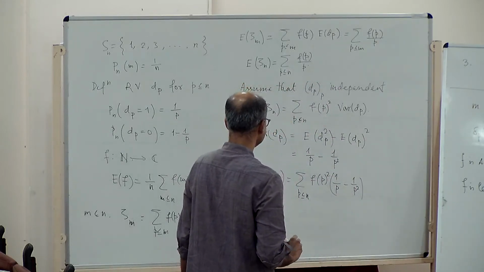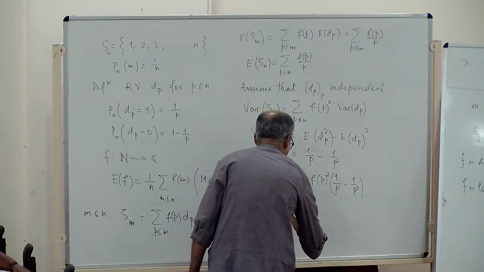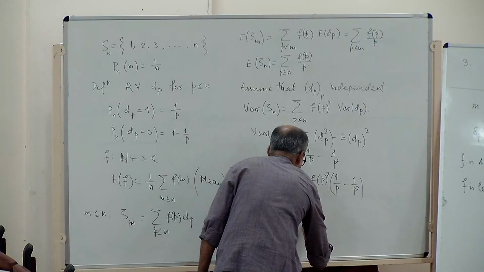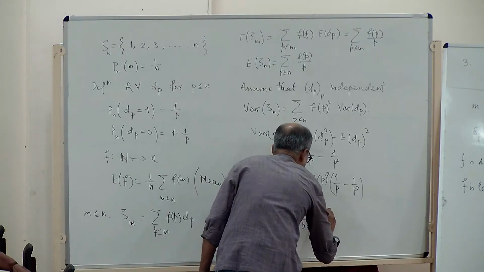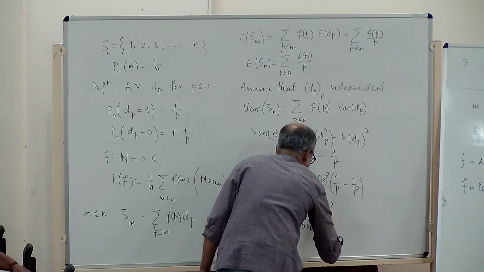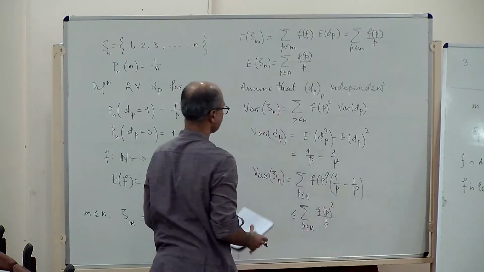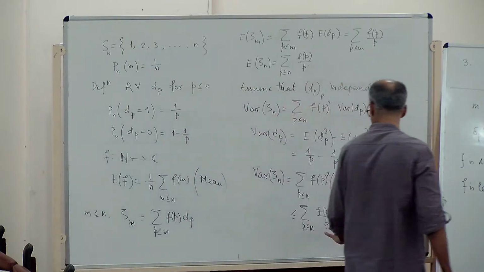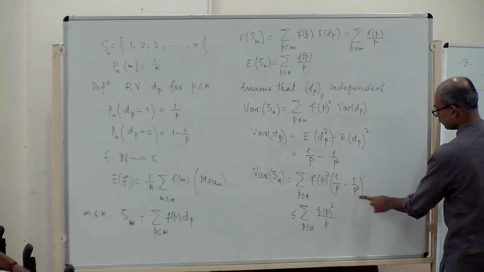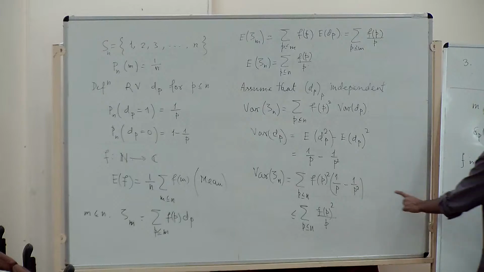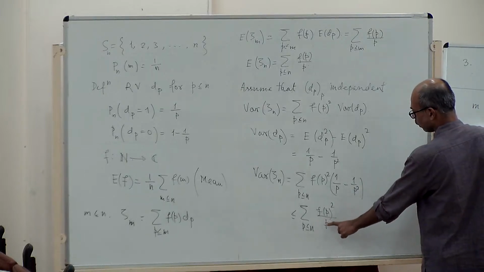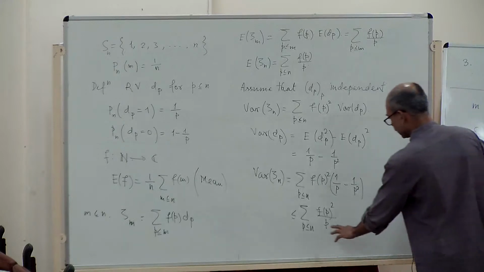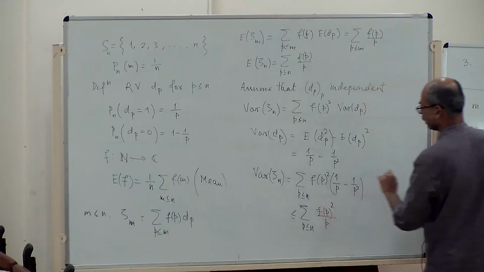And this quantity is bounded by the sum over p less than or equal to n of f(p) squared by p. So I am just ignoring the second factor. One important point to notice is that because it is 1 by p squared, it is much smaller. So we are not losing much by ignoring this, but nevertheless we get something bigger.